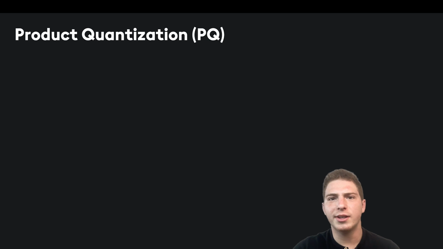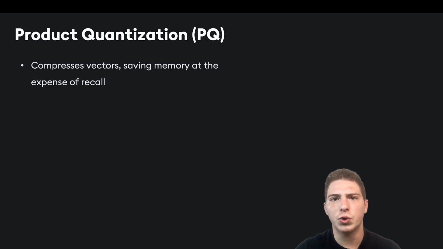Product quantization is based on the idea that the vectors we insert into our vector database have thousands of dimensions and take up a lot of memory. But by compressing these vectors, we could save a lot of memory at the expense of recall. And the accuracy we lose by compressing these vectors often isn't that much.